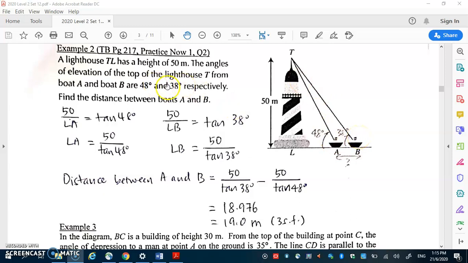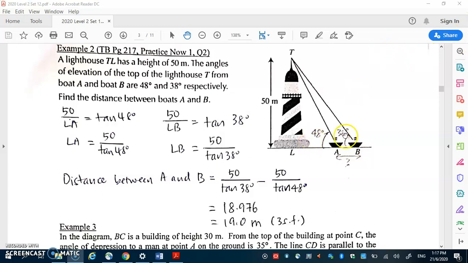Because they're saying that angle of elevation of the top of the lighthouse from boat A and boat B are these two angles. That means there's a person on boat A, for example, and looking up, he's looking up at the top of the lighthouse, which is T over here, right? So this is the line of sight from the boat. Okay, so what is the angle? Remember, the angle is always between the horizontal and the line of sight for angle of elevation. So in this case, it's the angle TAL, which is 48 degrees. And the same thing for boat B, angle TBL is 38 degrees.